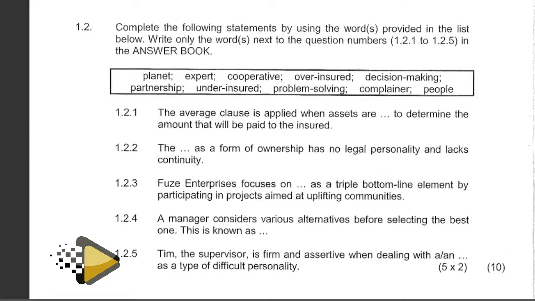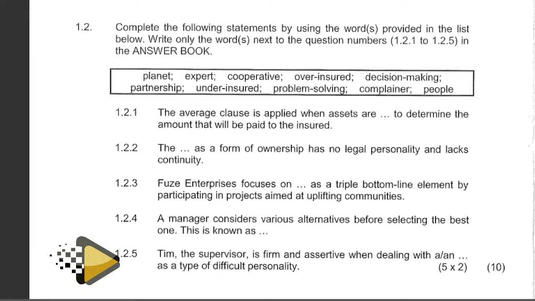And then 1.2 reads as follows. Complete different statements by using the words provided in the list below. Write only words next to the question number. An example is given there as a guideline. 1.2.1 to 1.2.5 in the answer book provided. So now, Kritovs, what I always advise you is to go through each and every concept inside that grid. Because the moment you go through each and every point inside the grid, that's when you will be in the position to know which appropriate option or concept you should always go for.